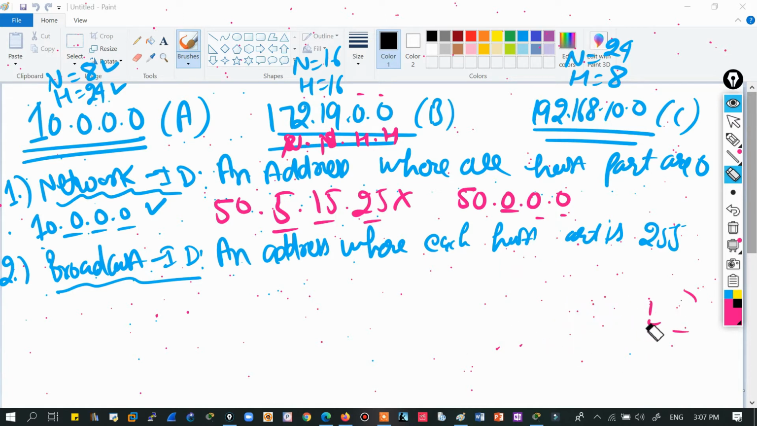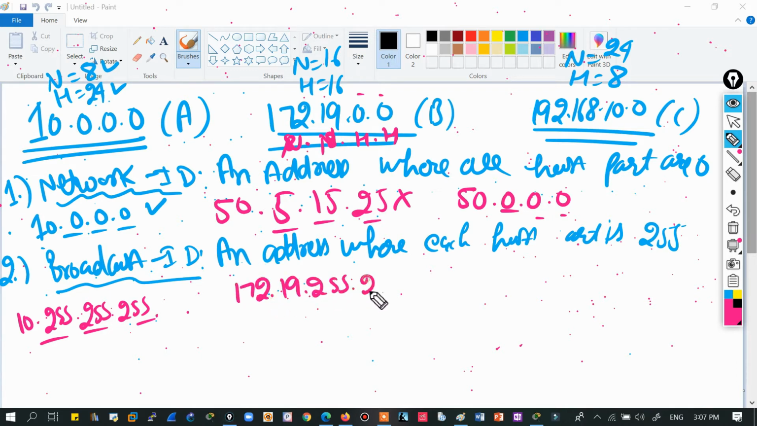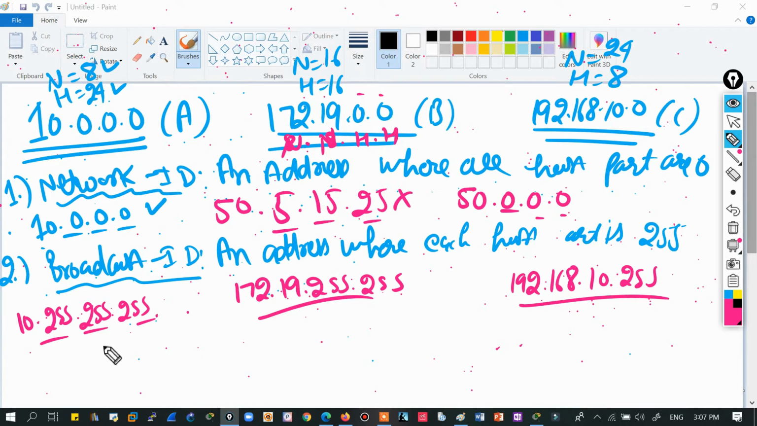10.0.0.0 was the network ID. So what should be the broadcast ID? 10.255.255.255, where all host parts are full, that is 255. What about 172? 172.19.255.255 is your broadcast address. What about class C? 192.168.10.255 is your broadcast address. Like that you can identify which is a network ID and which is a broadcast ID.